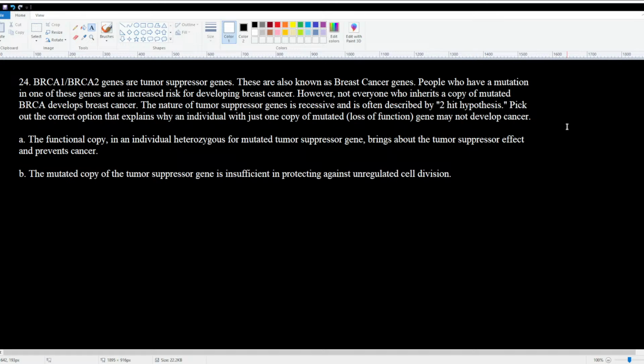Our answer options are: A, the functional copy in an individual heterozygous for a mutated tumor suppressor gene brings about the tumor suppressor effect and prevents cancer. And B, the mutated copy of the tumor suppressor gene is inefficient in protecting against unregulated cell division. So I think what the question is basically saying is the two-hit hypothesis.